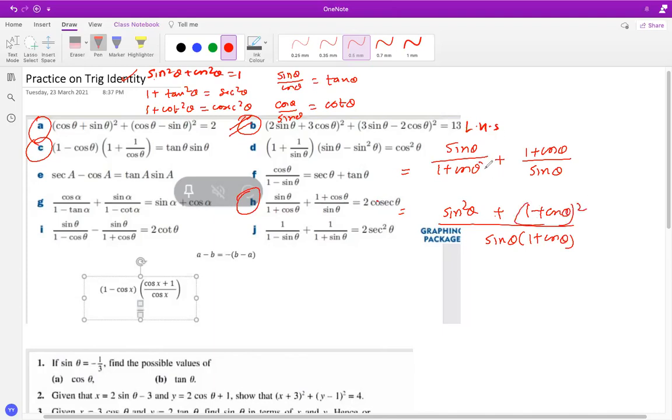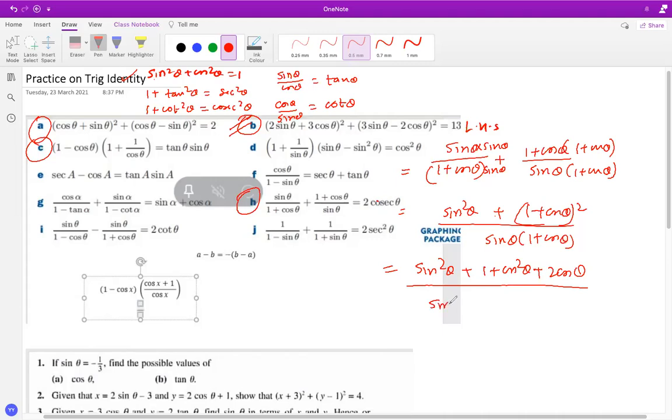So what I actually did is I multiplied this one by sin θ, divided by sin θ, and multiplied this by (1 + cos θ) and (1 + cos θ) here. So you get this expression because the denominator is the same. Now you open the bracket, so you get sin²θ + 1 + cos²θ + 2 cos θ using the (a + b) whole square expansion, over sin θ (1 + cos θ).